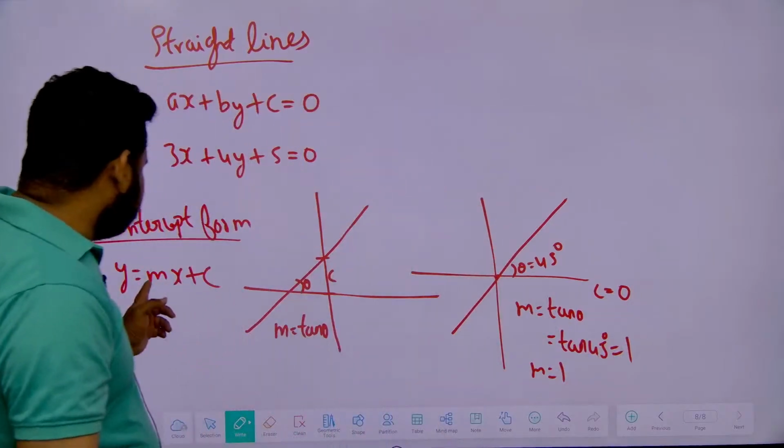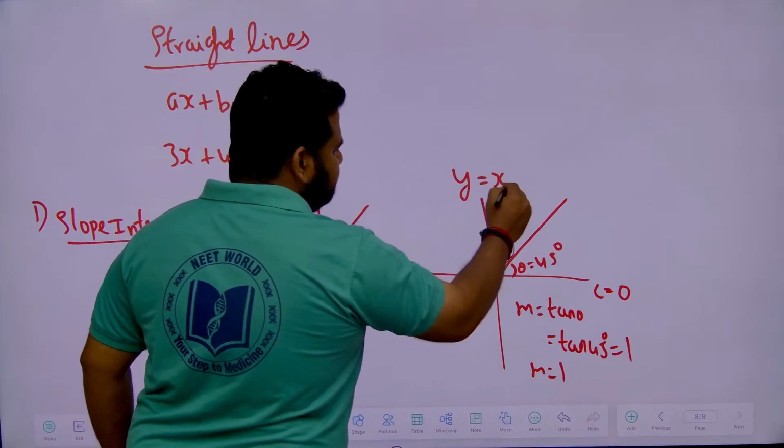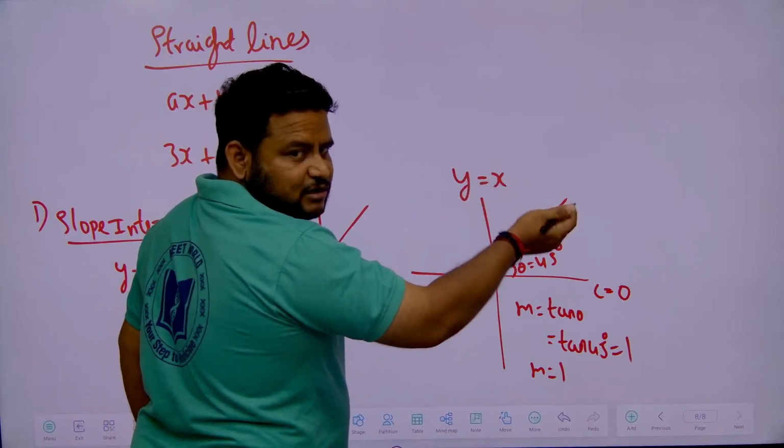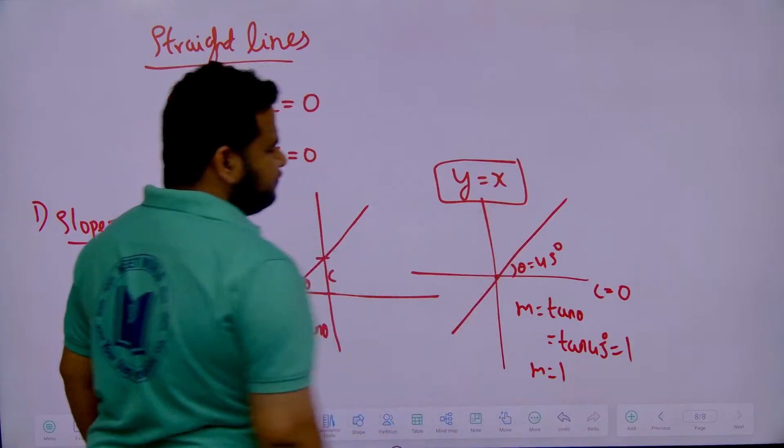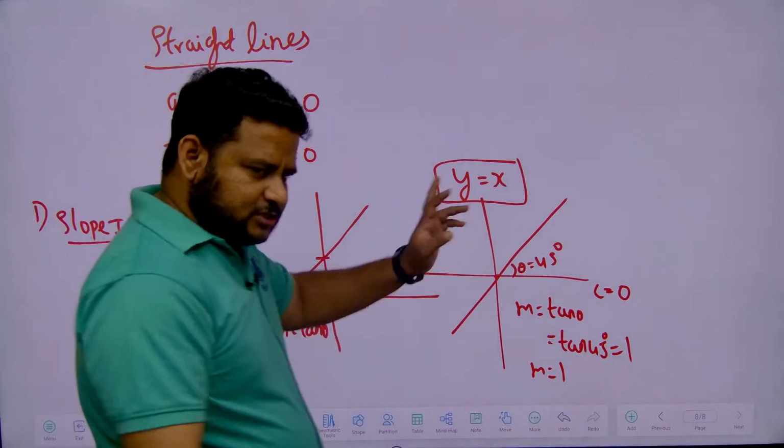So what will this line become? If it is passing through the origin, y will become equal to x, because m will be 1, c will not be there. So y is equal to x will be the line. Clear? Okay, this is one thing. Suppose it is passing through the origin, fine.